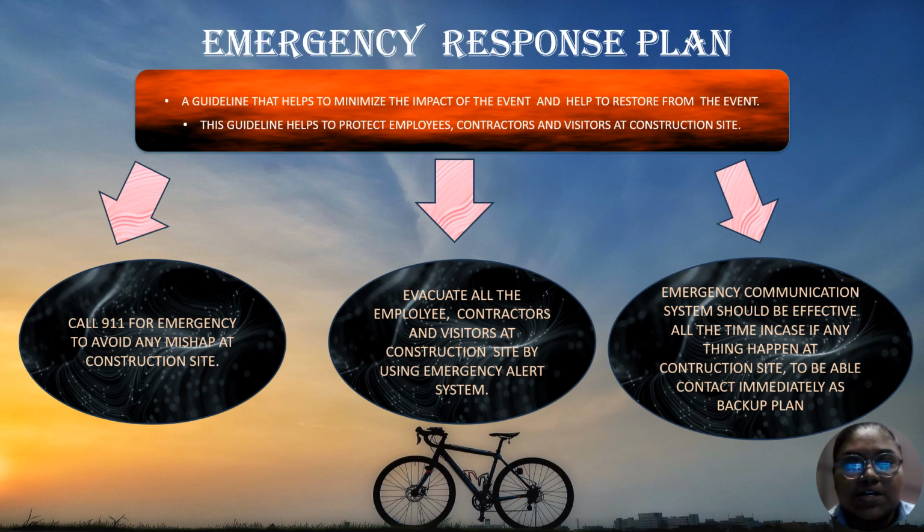Emergency response plan: a guideline that helps to minimize the impact of the event and helps to recover from the event. This guideline helps to protect employees, contractors, and visitors at the construction site. First, call 911 for emergencies to avoid any mishap at the construction site. Second, evacuate all the employees, contractors, and visitors at the construction site by using the emergency alert system. Third, the emergency communication system should be effective all the time, in case anything happens at the construction site, to be able to make contact immediately as a backup plan.